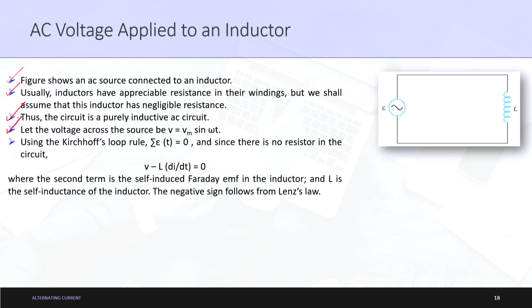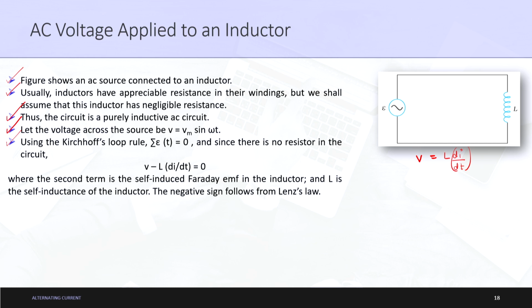Let the voltage across the source be v = Vm sin omega t. Similar to the previous discussion regarding the resistor, we start with v = Vm sin omega t, and we are trying to calculate the value of i in the circuit. Using Kirchhoff's loop rule, the sum of the EMFs is equal to 0, and since there is no resistor in the circuit, the voltage will be nothing but L di/dt. I think you remember this formula for the voltage across an inductor, that is L di/dt.